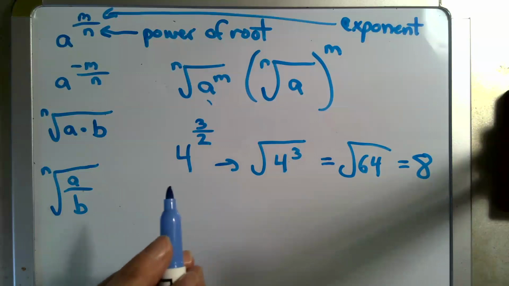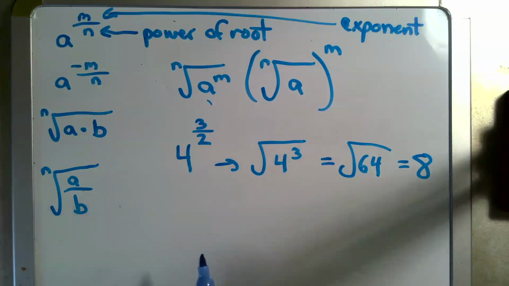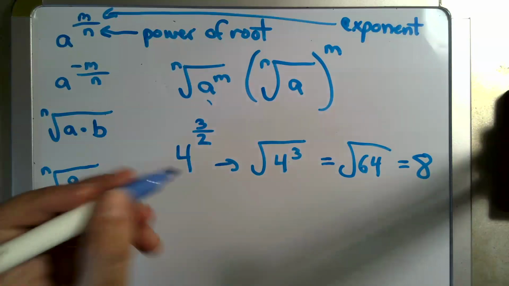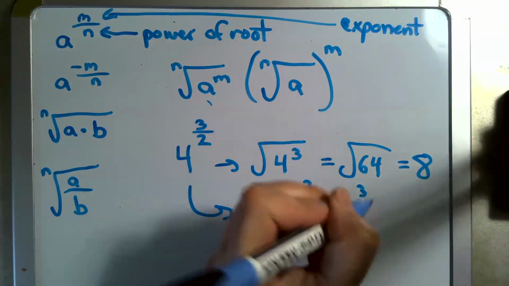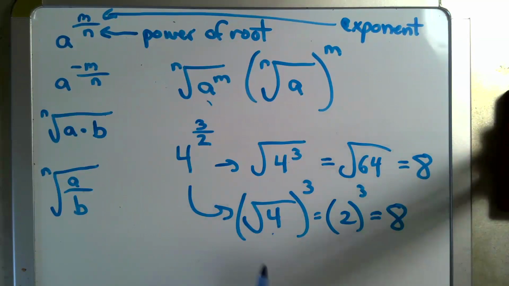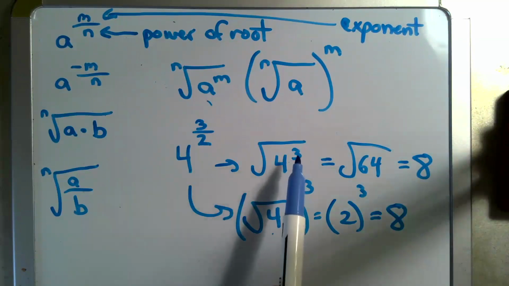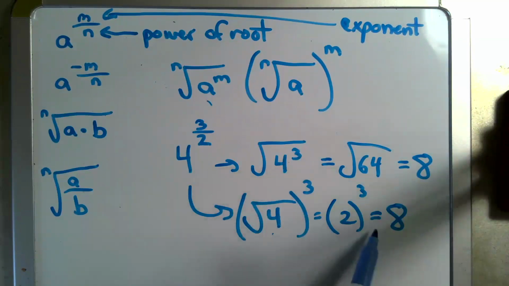Let's take a look at it the other way. If I had rewritten this to begin with in the following way, the square root of 4, to the third, okay, the square root of 4, that's 2, and then 2 to the third, that's 8. So you can see that whether we put the exponent inside the root or outside the root, we get the same answer. All right, let's take a look at our next guy here.